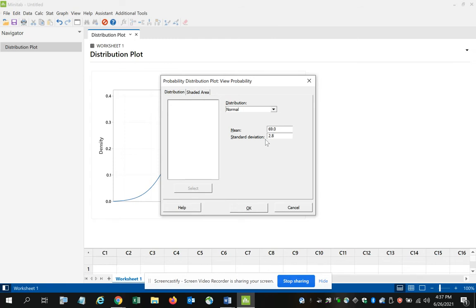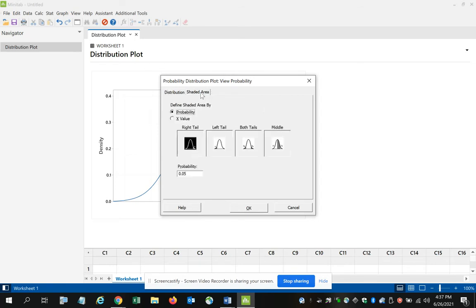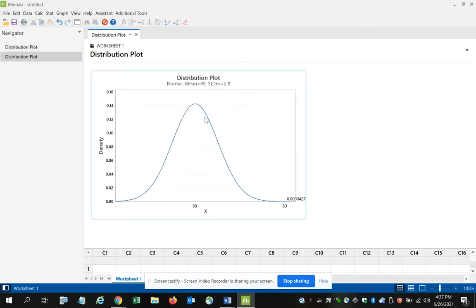I'm not finished. I have to click on the other tab labeled Shaded Area. We decided that my shaded area is defined by the x value. It was a right tail, and my x value was 80. We wanted to know what percentage of men is greater than 80. And then I click OK. And in this top window, my answer appears.